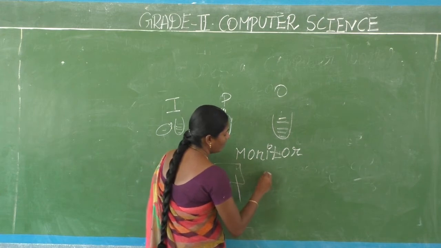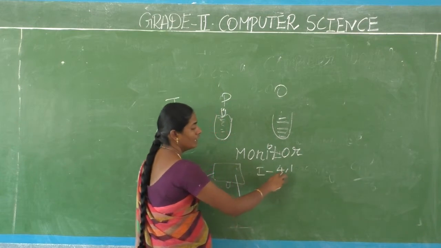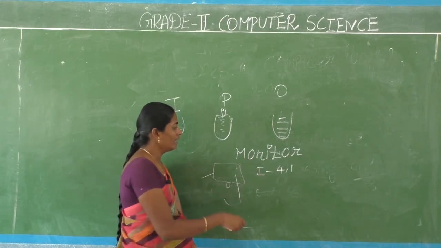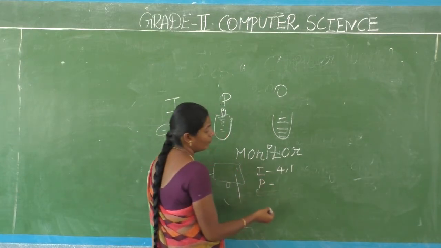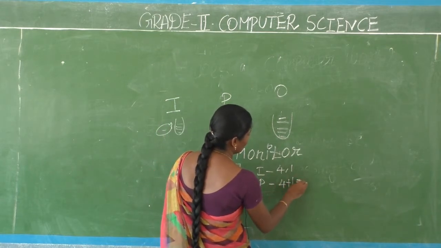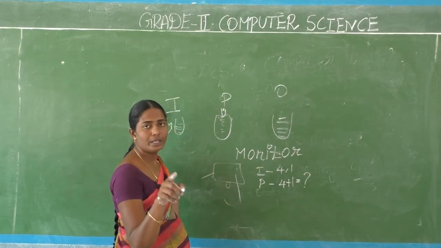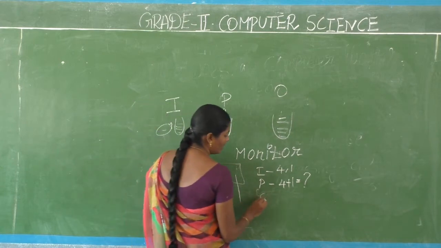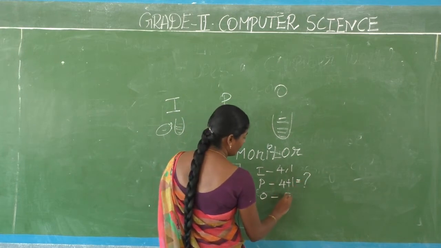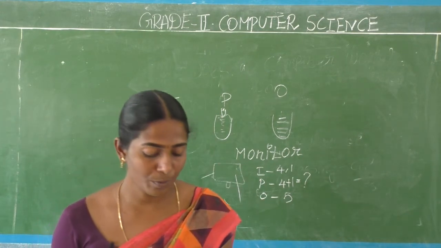In the system, I give an example for input. See, 4, 1, it's called the input. Here, what is processing doing? 4 plus 1 equal to what is the answer? It's called the processing. It's everything we are doing in the CPU. Next one, output. 4 plus 1 equal to 5. This one is output.